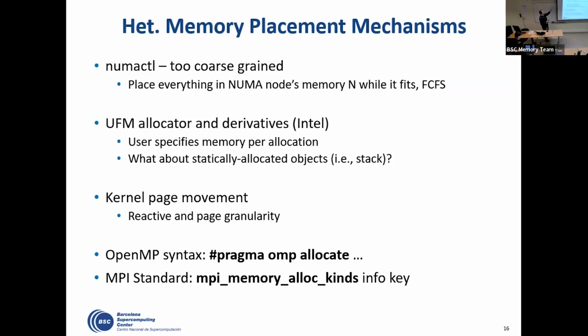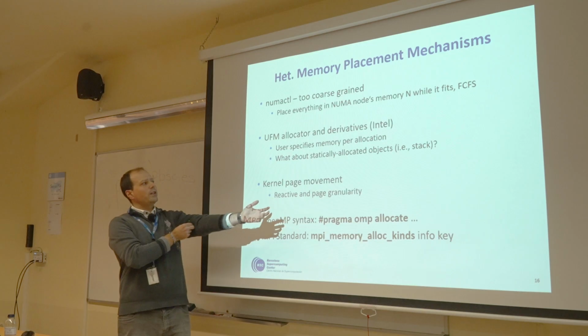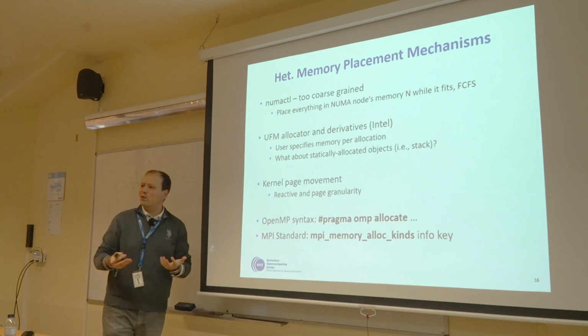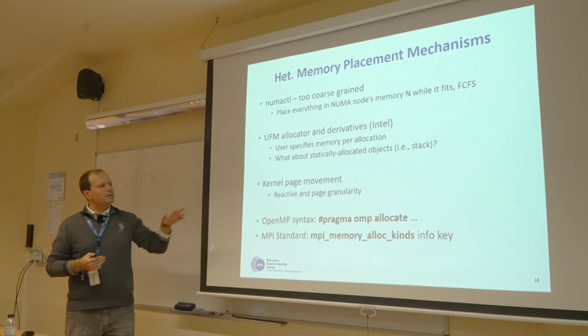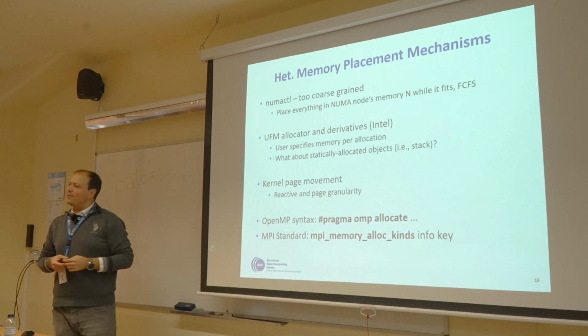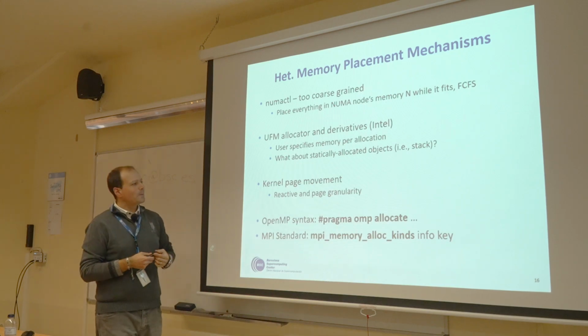So, as you saw, numactl sounds a little bit coarse-grained. Everything is first come, first served. Whenever it's full, it just goes to whatever else happens to be at the shortest distance that has some availability. You have this UFM allocator, and there are others, but this is kind of the most prominent one. You specify the memory per allocation, but you may also have statically allocated objects and the stack that you cannot control. They will go to the default. It seems that shouldn't be a problem, it's just minor things, but we have found that those are the bottleneck in some cases.